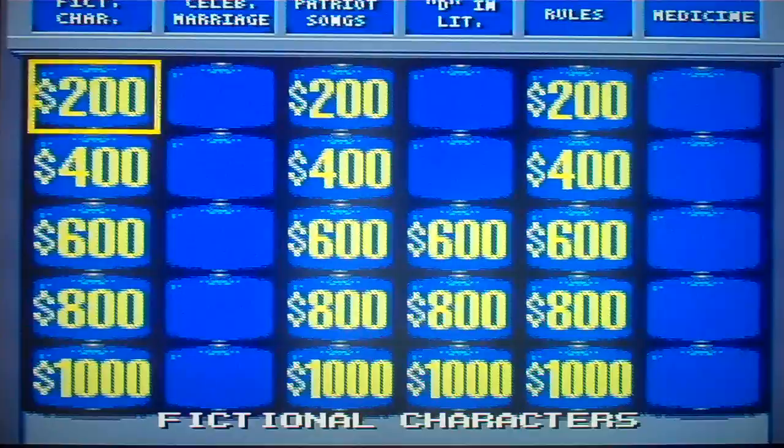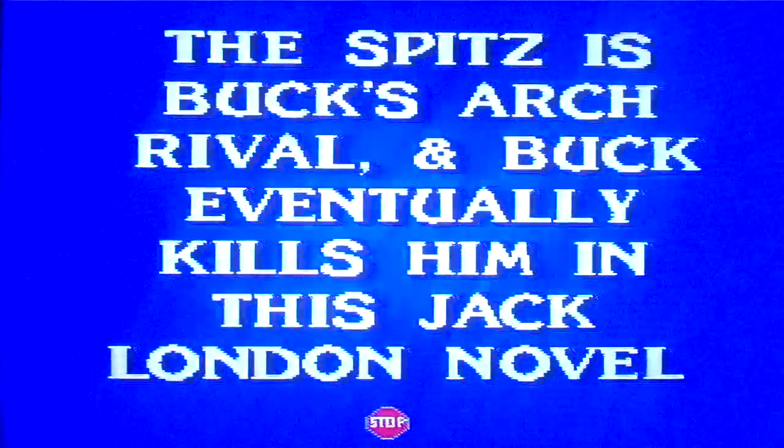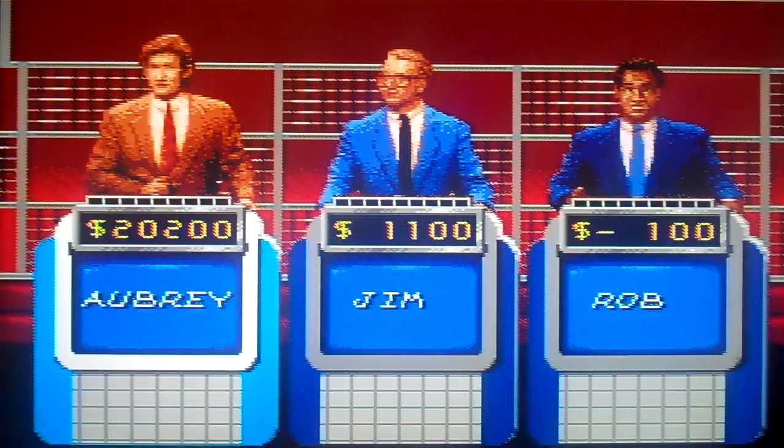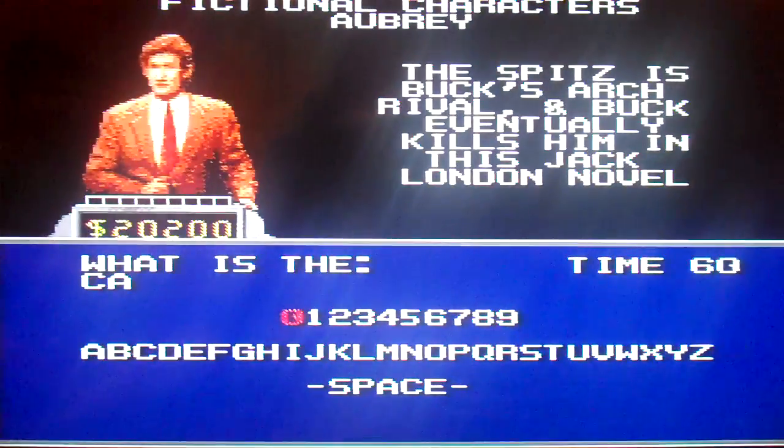So, fictional characters for 200. The answer is: The Spitz and Buck's arch rival, and Buck eventually kills him in this Jack London novel. What is The Call of the Wild?